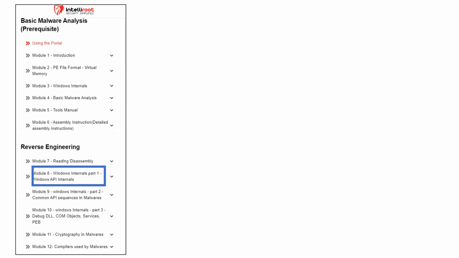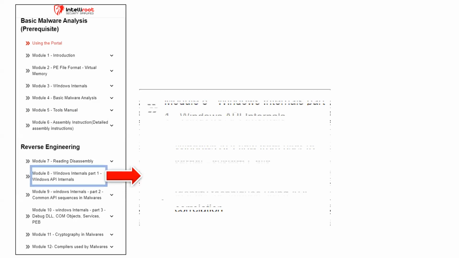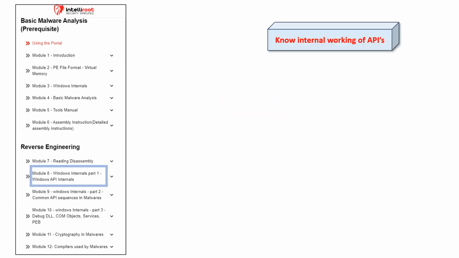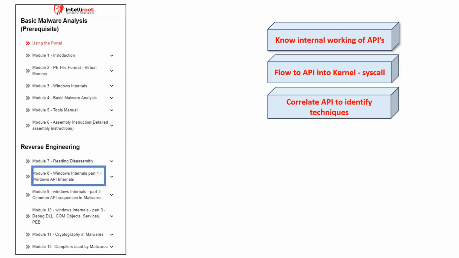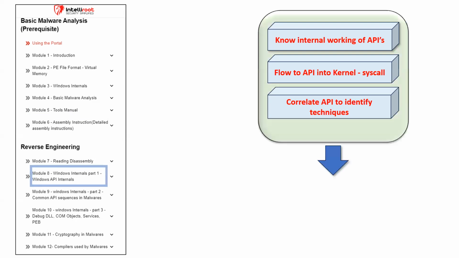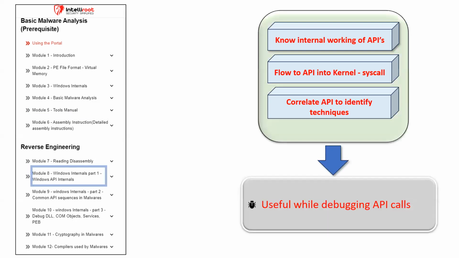Module 8 covers another part of Windows internals. Here, I talk about the internals of Windows APIs like syscalls, and also I talk about how to correlate the APIs to identify certain techniques. And this module would be useful while you debug API calls.